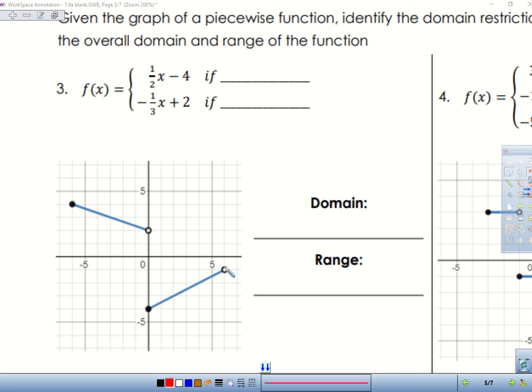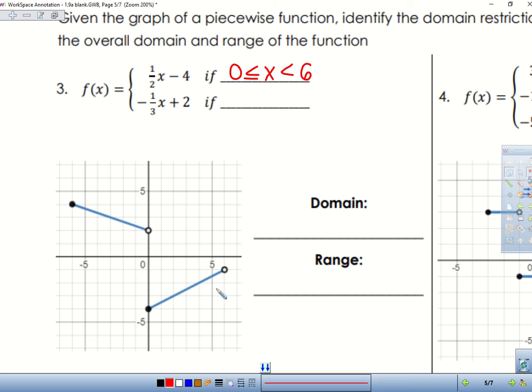0 and goes to... 6. X values only. So it goes from 0 to 6. Now take a look at the way I use the inequality symbols. Does everyone understand why I use the equal to for the first one and the non-equal to for the second?